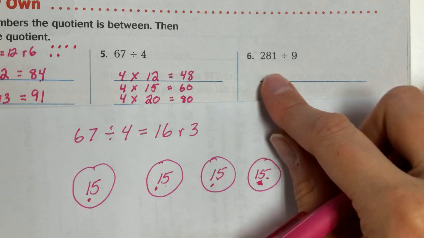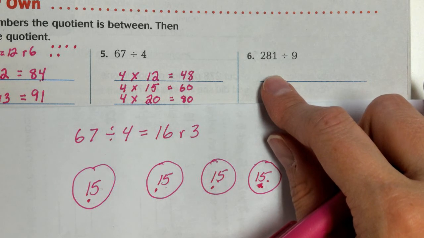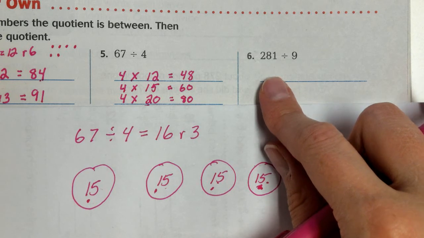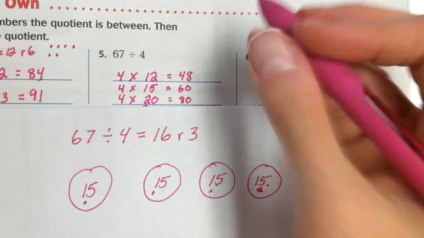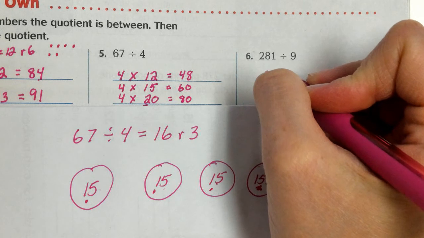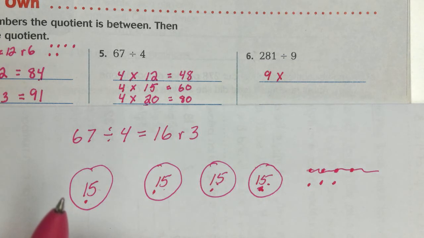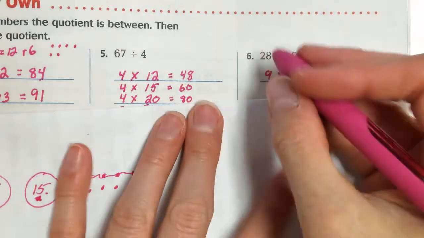All right. How about number 6? This one looks hard, doesn't it? It's actually easier. I want you to think, if I'm multiplying by tens, 9 times what is going to be really close to 280? Ray? 9 times what, Ray? Well, I want to multiply by tens because this is a 3-digit number. So let's try this.